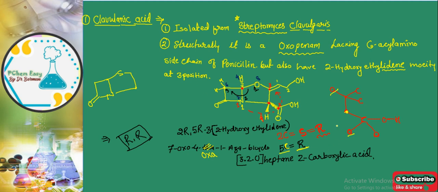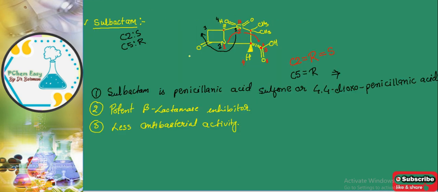Now we will talk about the second beta-lactamase inhibitor, that is sulbactam. As you can see the structure of sulbactam. What is sulbactam? If you see the name, bactam indicates it has the beta-lactam ring, but sul means a sulfone group is there. Okay, if you recall the structure of penicillanic acid, everything is just the structure of penicillanic acid with the exception of these two double bonds.